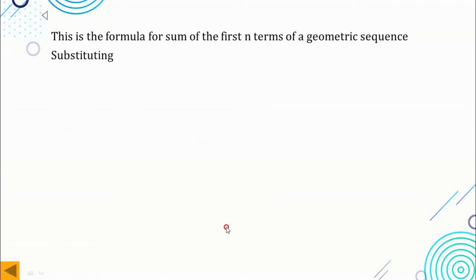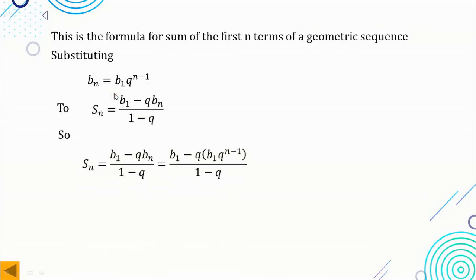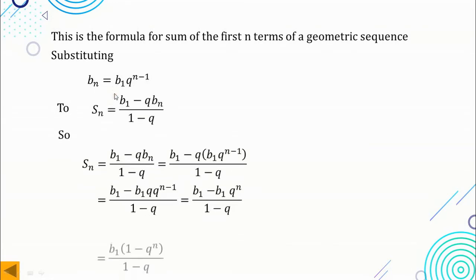Okay, so now we know that Bn equals B1 times k to the power n minus 1. We want to get the formula. Okay, so this is the proof of the previous one. So now, let's jump to the example.